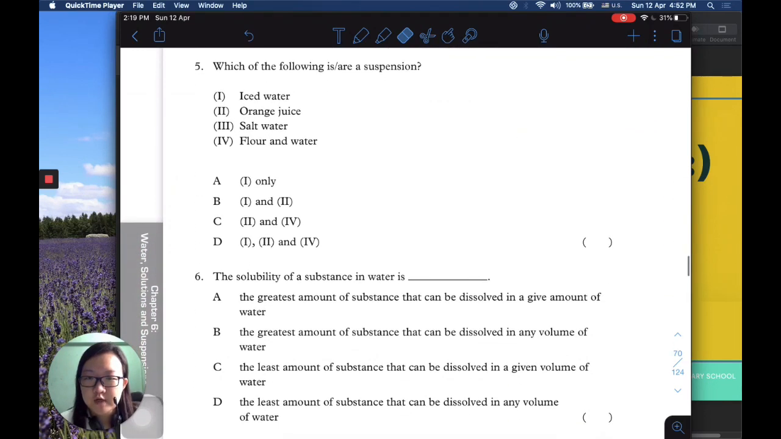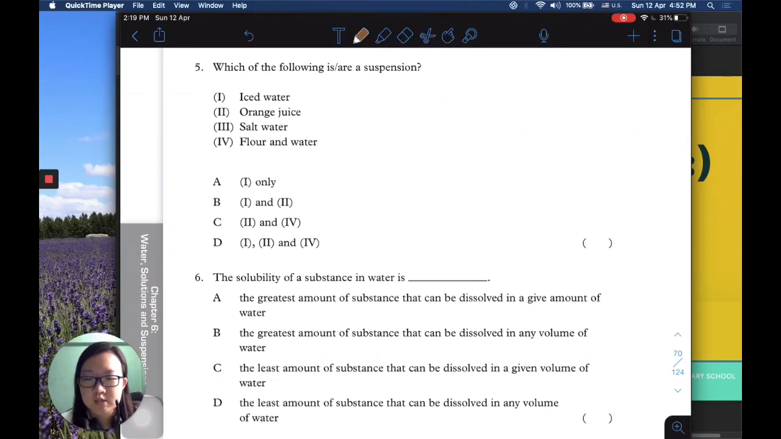Moving on to question 5. Which of the following is or are a suspension? The answer in this case is C. Let's look at the options one by one.